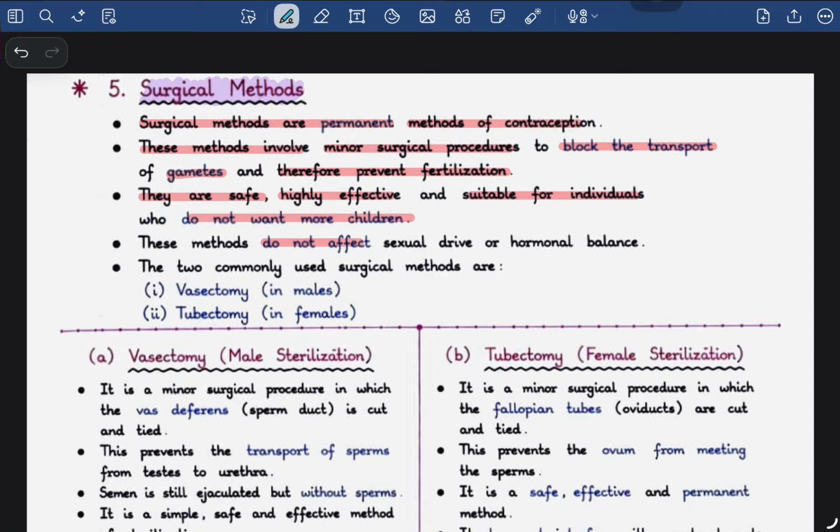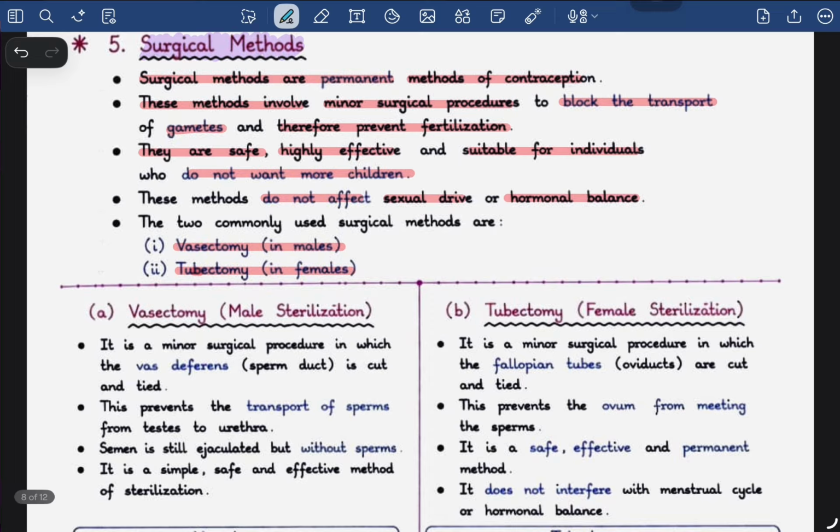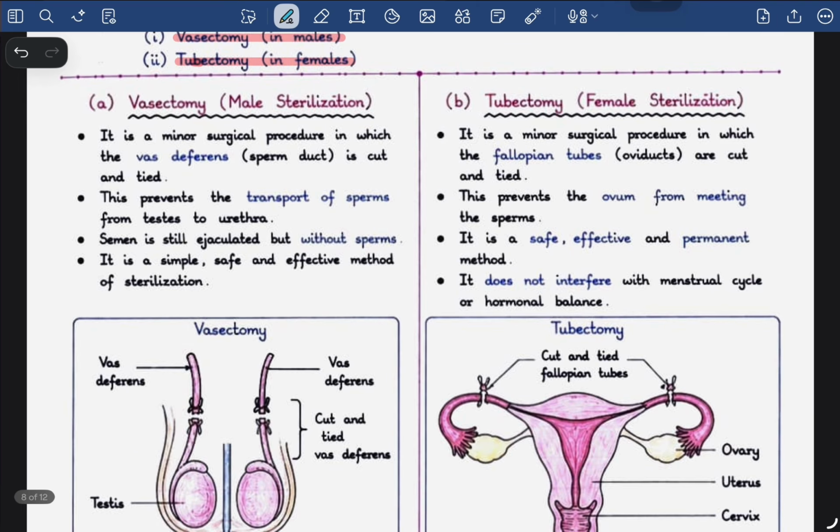These methods do not affect the sexual drive or hormonal balance of the body, but these are irreversible in nature. Once these surgical methods are done, there is no coming back. The two most common methods are vasectomy and tubectomy. Vasectomy in case of males and tubectomy in case of females.